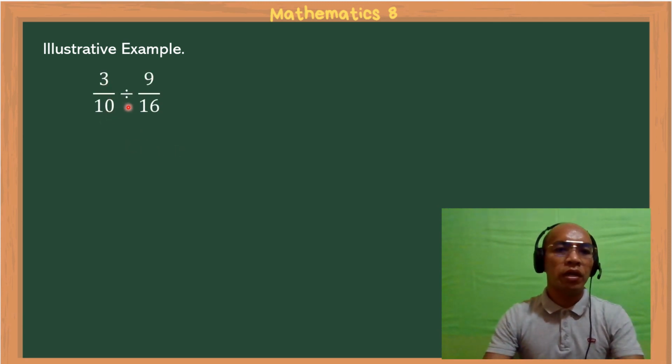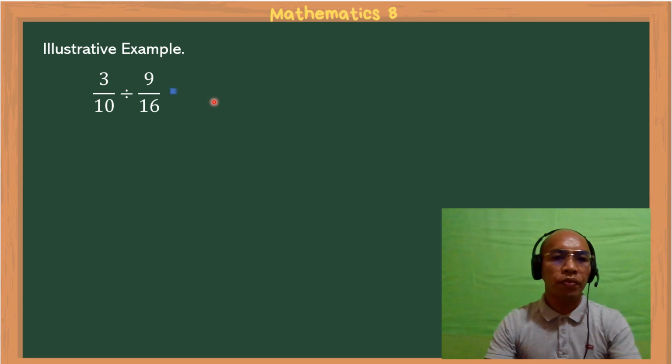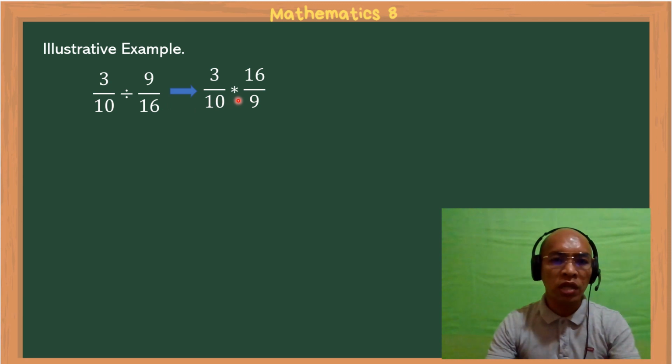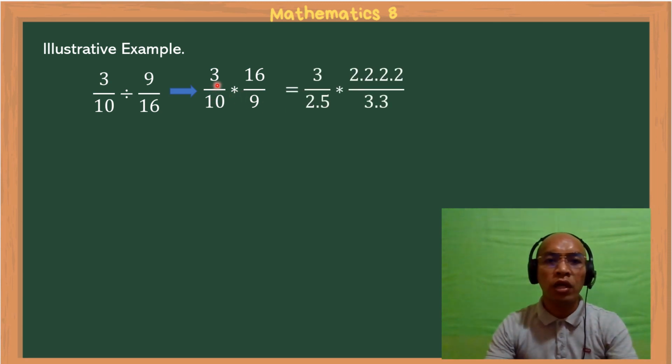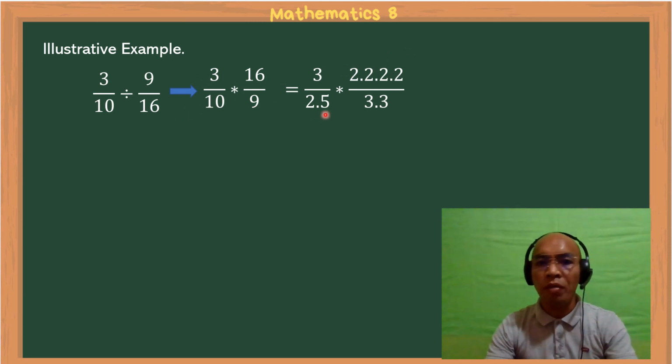3 over 10 divided by 9 over 16. So according to the rule, we're just going to copy the first fraction, which is 3 over 10. So from division, it will be changed into multiplication, but the fraction will be interchanged, or we call it the reciprocal. So 16 will be the numerator, 9 will be the denominator.